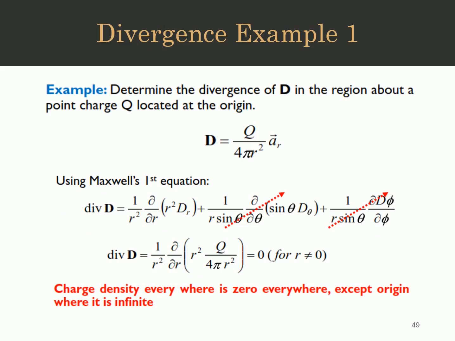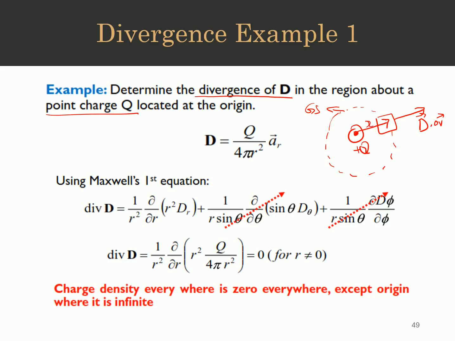For example, consider that we want to find the divergence of D in a region about a point charge which is located at the origin. So if I have this point charge Q located at the origin and surrounded by a Gaussian surface, we know that the flux is going to radiate through a small surface, and then we can find the electric flux density along, let's say, a_R. This is again my Gaussian surface. This is the charge at the origin and the distance over here is R.